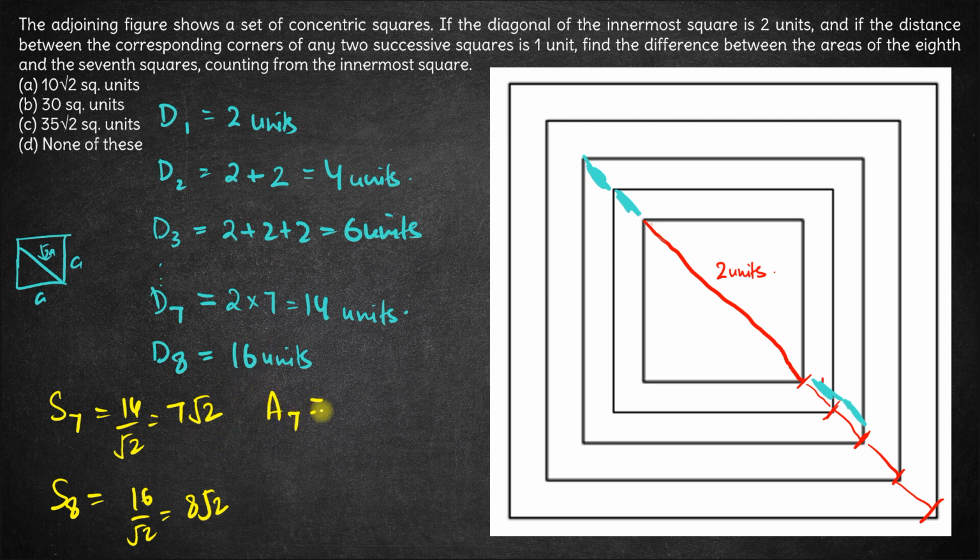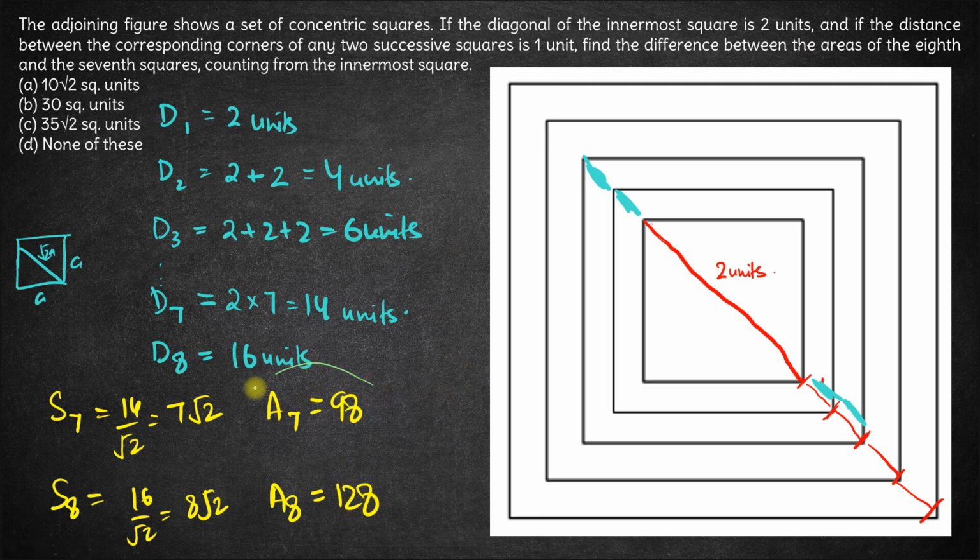So the area of the 7th square will be 7 root 2 whole square, which is 49 into 2, 98 square units. And area of the 8th square will be 8 root 2 whole square, which is 64 into 2, 128 square units. These are the areas of 7th and the 8th squares.